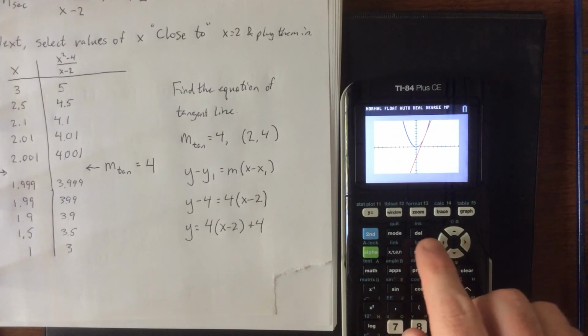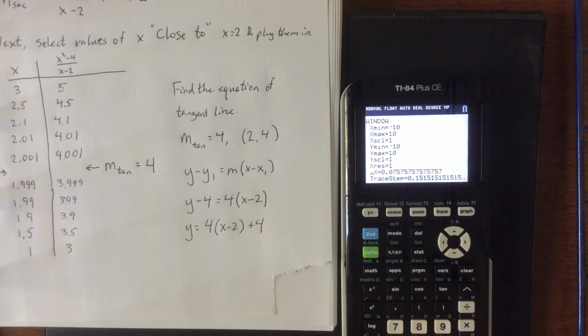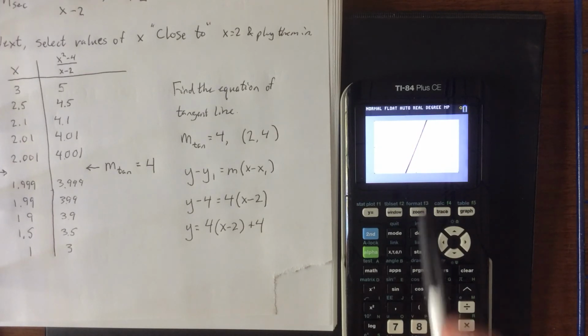If you wanted to convince yourself even further, you can alter your window manually. We want to look at 2, 4, so let's go from 1 to 3 in the x direction. Let's go from 3 to 5 in the y direction. This will allow us to zoom in a little bit. There's the parabola, and here comes the tangent line. Looks like it touches, but it does not cross right in the middle of the graphing calculator.